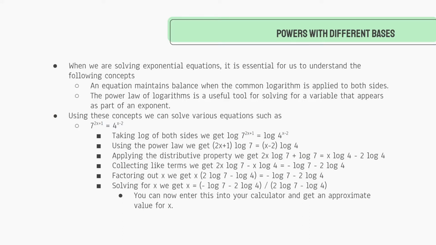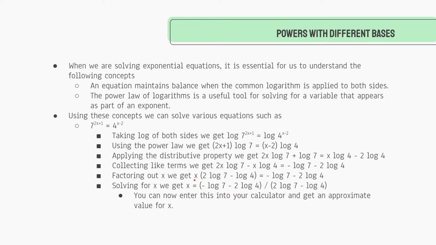Next, I'd recommend, or what you should do, is actually factor out the x. And so what we get is x times 2 log of 7 minus log of 4 is equal to negative log of 7 minus 2 log of 4. Now, solving for x, or again just isolating further for it, we just divide both sides by this expression here. And so we get x is equal to this really long expression.